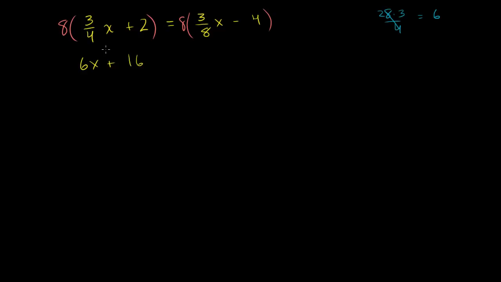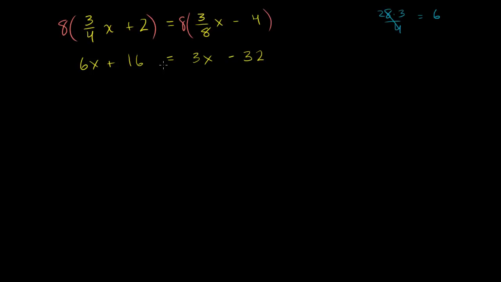You have to remember, when you multiply both sides of an equation by a number, you multiply every term by that number. So you have to distribute the 8. So the left-hand side is 6x plus 16 is going to be equal to 8 times 3/8. That's pretty easy. The 8's cancel out, and you're just left with 3x. And then 8 times -4 is -32.